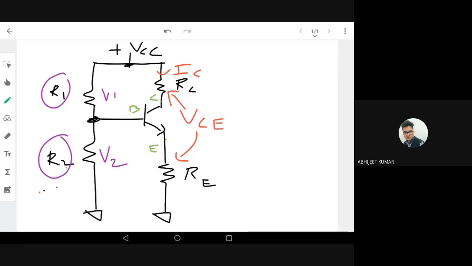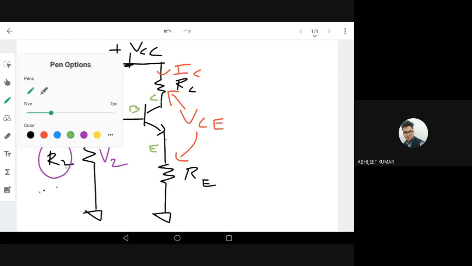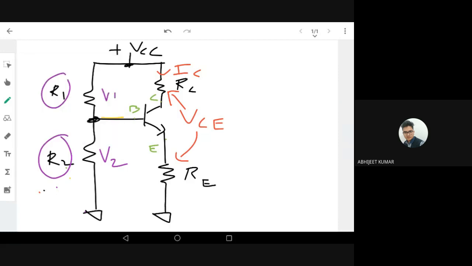For the base voltage, then only we can find the voltage at this point. This point is very important. We need to find the voltage across the base of the transistor. Then only we can find the voltage at the emitter, VE, at this point. So we have two resistances, and across the two resistances we are dividing a voltage VCC.